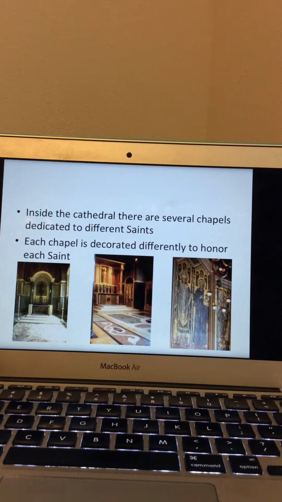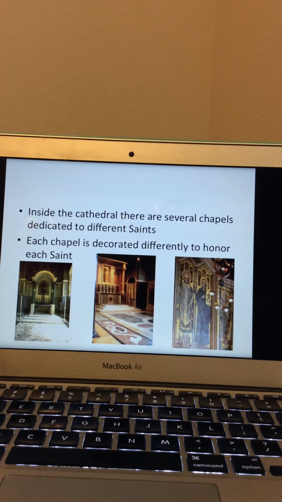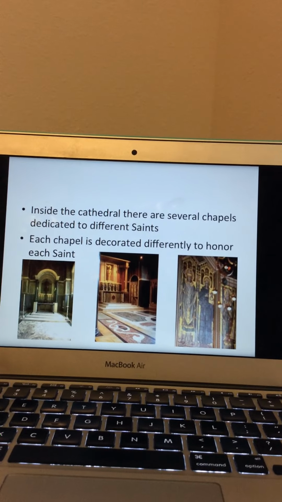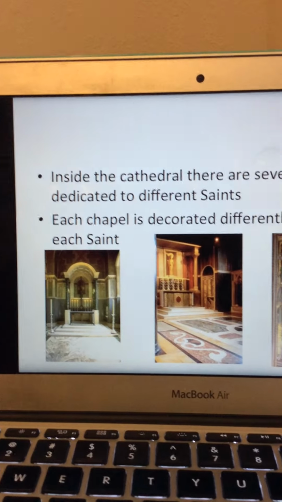Inside the cathedral, there are several chapels dedicated to different saints, and each chapel is decorated to honor each saint differently. And I don't know if you can see.